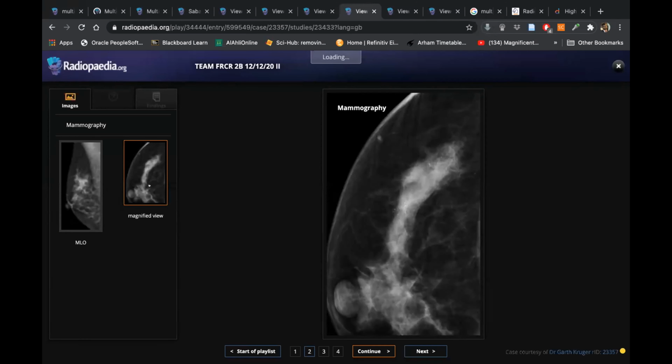I cannot see any definite worrisome calcifications or any microcalcifications on the magnified view as well. On the first look, there is no definite lesion I can appreciate. And the nipple is seen at the normal anatomical position.